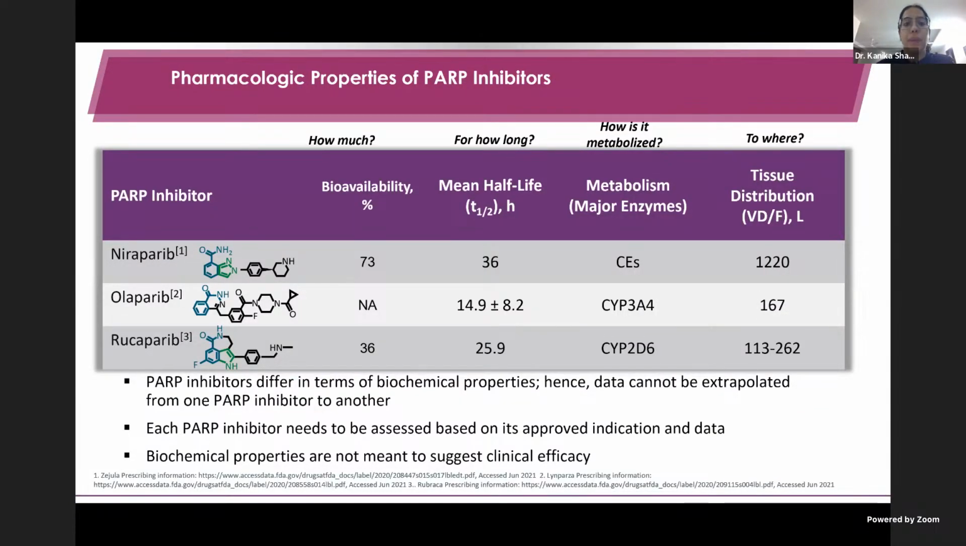So when we talk about the pharmacological properties of PARP inhibitors, they have a different bioavailability, their mean half-life, the way they are metabolized, leading to the different toxicity profiles of all the agents. So they differ in terms of these properties, and therefore the data cannot be extrapolated from each one of them. Like if in this setting olaparib is approved, you can't indirectly use rucaparib, which we do in some cases, but usually that is not the case, and each PARP inhibitor needs to be assessed based on its approved indication and data.